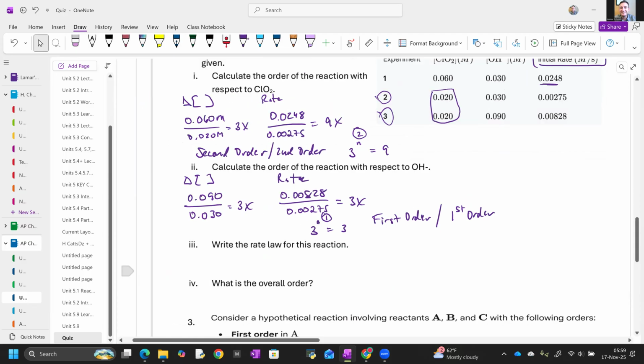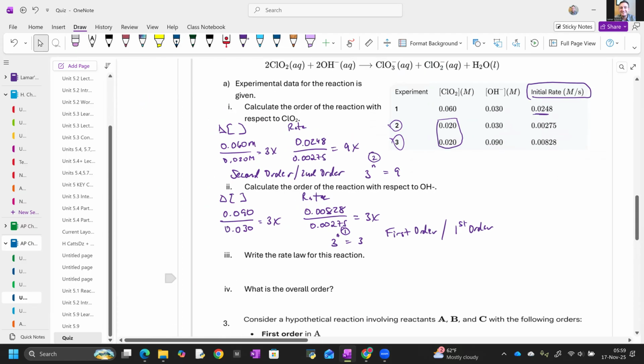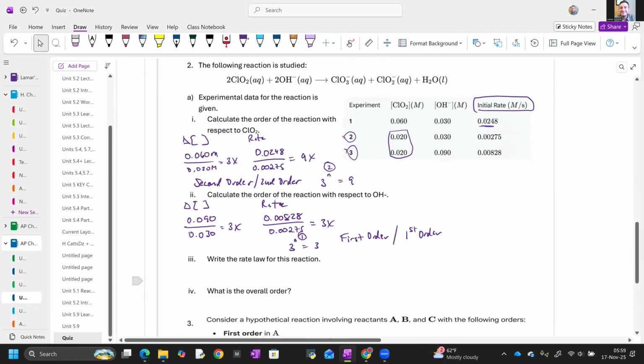So we want to write this rate law, and we want to say that it is going to be second order with regard to ClO2, and first order with regard to OH. So this is going to be rate is equal to, now notice this is a rate law. This does not say write a rate expression that relates the change of one reactant to the other reactants and products. This is a rate law.